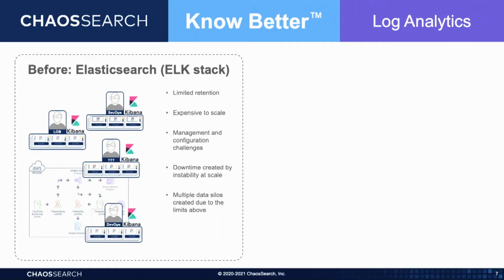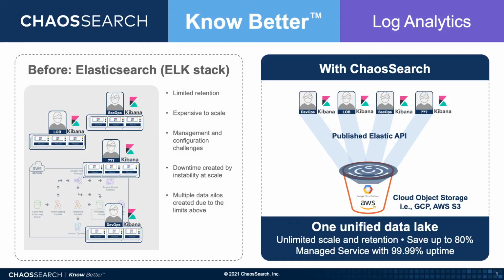So what do we do? Pretty simple. We give you one unified data lake. Simply just put your data into S3, your cloud object storage, and we do the rest. And then we publish an Elastic API in this particular case. You use your existing tools like Kibana. In fact, we include it in our service. It allows your users to use the tools that they're used to. Again, with unlimited scale and retention.